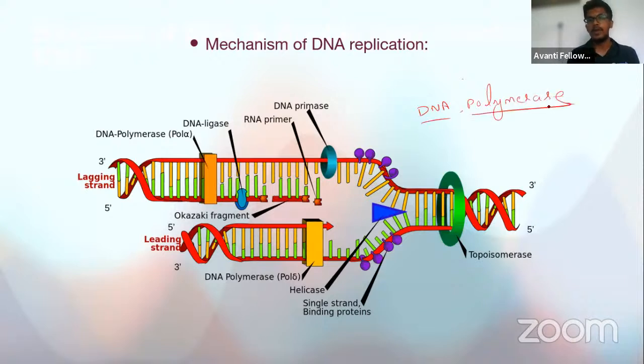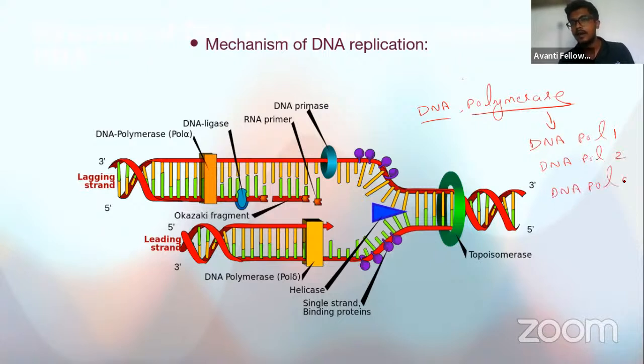This DNA polymerase is a very effective enzyme that synthesizes both the strands. But if you look at the classification of DNA polymerase as an enzyme, you can see that DNA polymerase is not just of one type, it is made up of several different polymerases like DNA pol 1, DNA pol 2, DNA pol 3. These are the three different subtypes of DNA polymerase you can see in prokaryotes.